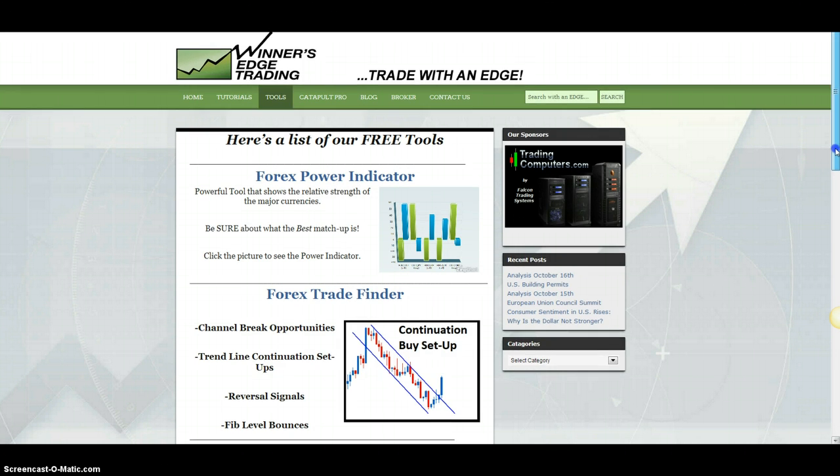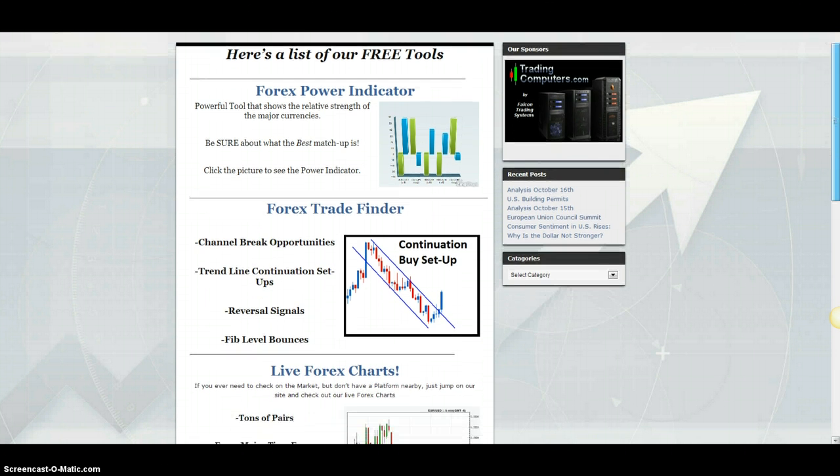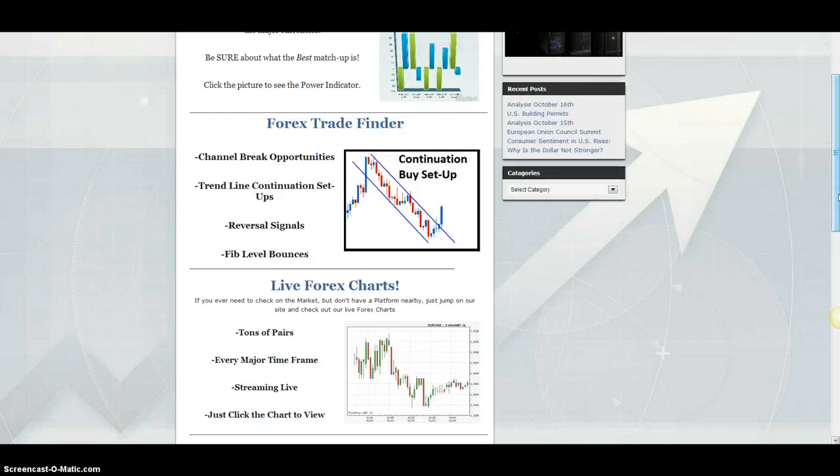The next one is our Forex Trade Finder, and there's a lot of cool things about our Forex Trade Finder, but one of them is that on the charts we many times actually write notes on the charts. What it is, you can click on it and see charts that we have set up there, and we actually have maybe trend lines drawn on them, some notes on them. As you can see right here, it'll show you channel break opportunities, trend line continuation setups, reversal signals, and more. So that's a great tool that we have made available for you.